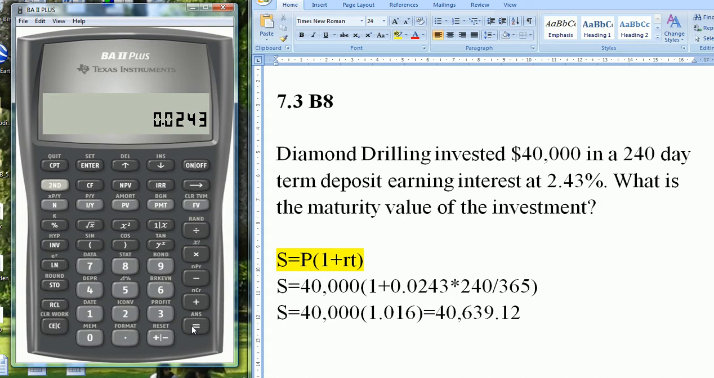0.0243 equals, now we add 1, we keep everything inside the bracket, so it's plus 1 equals 1.02. Next, last thing, we multiply that by 40,000, the principal, so we get 40639 is the answer. That will be the maturity value of the investment.